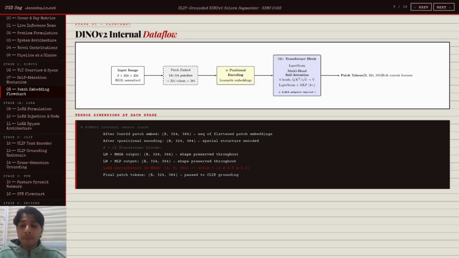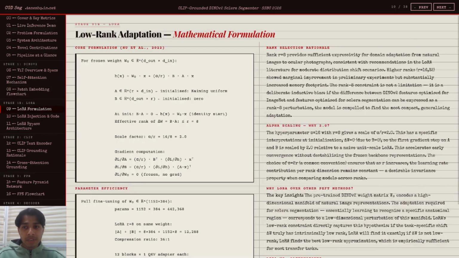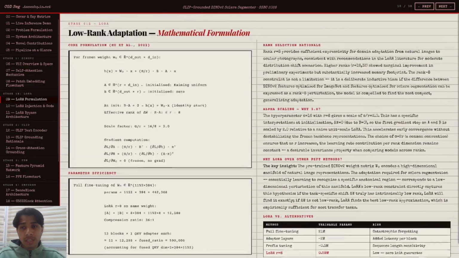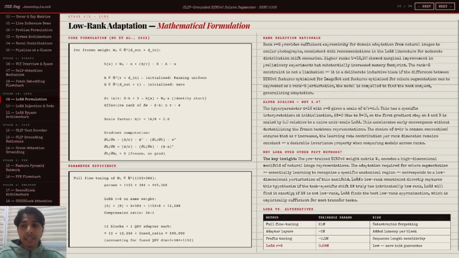We want to adapt Dino V2's behavior for our specific task, recognizing eye anatomy, without destroying the general knowledge it accumulated throughout the pre-training on 142 million diverse images. The technique we use is called LoRA, low rank adaptation.